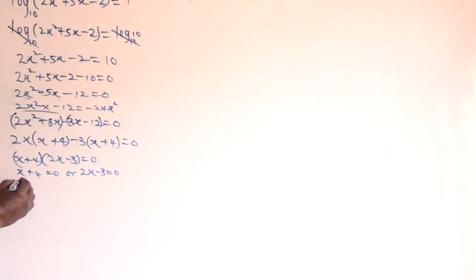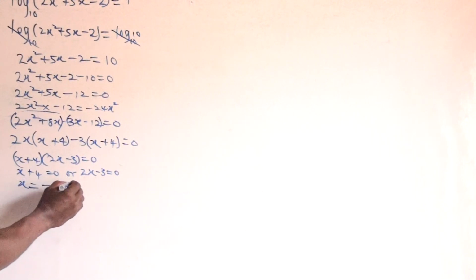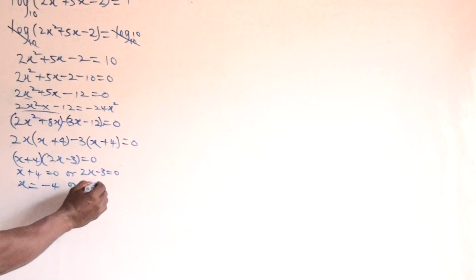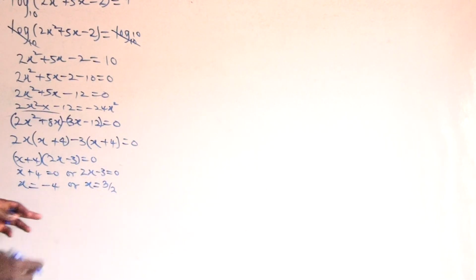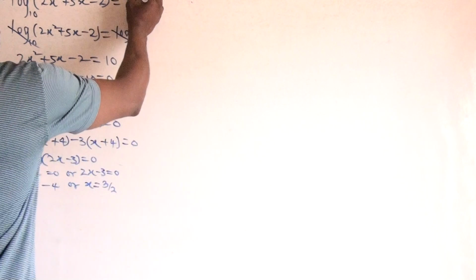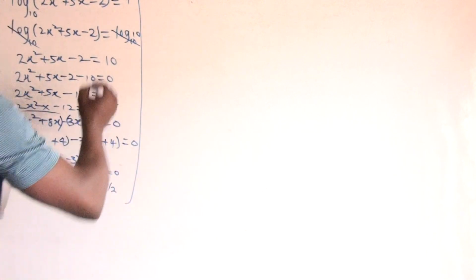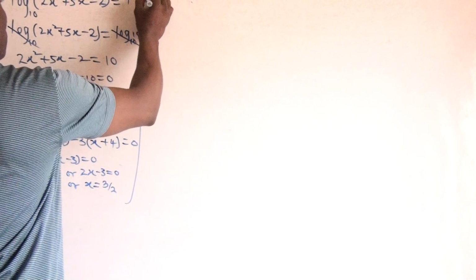Here simply x is equal to, this is plus, as it's moved to the right hand side it becomes minus 4, or x here is equal to 3 over 2. So these are the values of x in this equation. Now let's look at question number 2. That was question 1. Let's look at question 2.